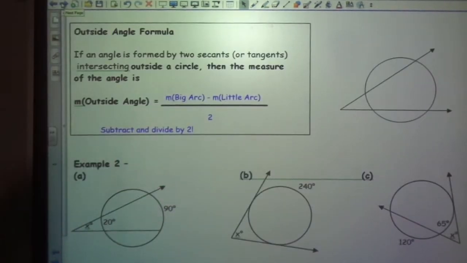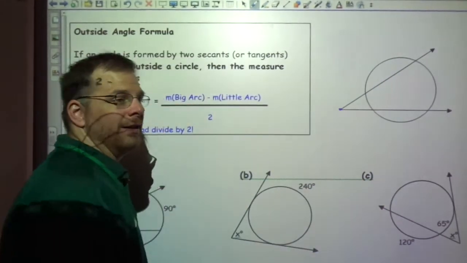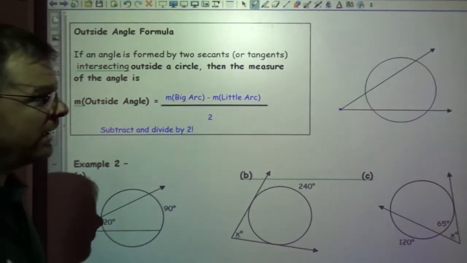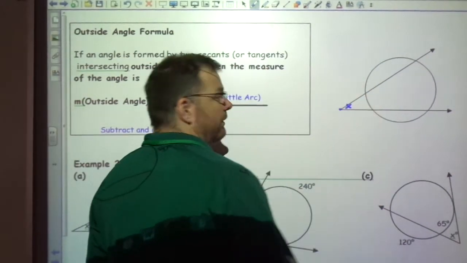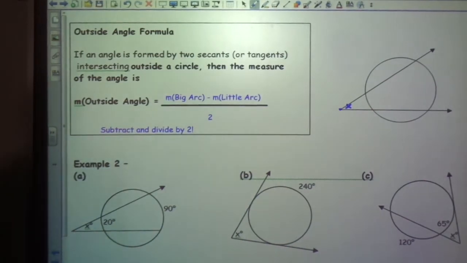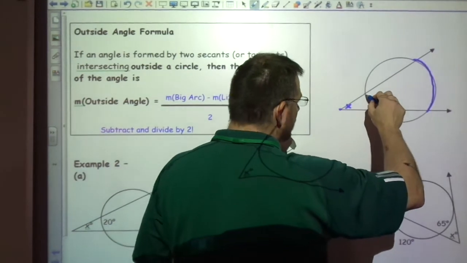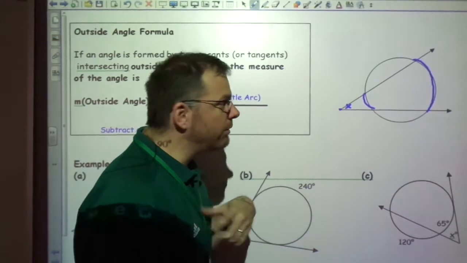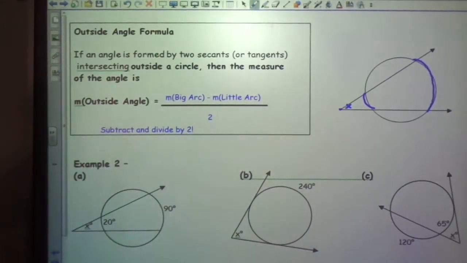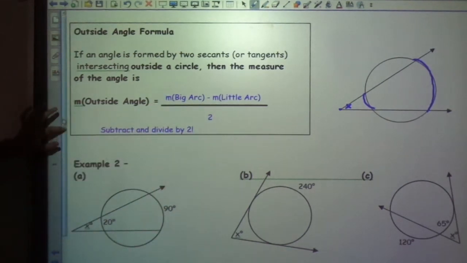We also have angles formed on the outside of a circle. Suppose we've got a point outside a circle here, and a line that runs, either a secant line or a tangent line, that runs into the circle. It's going to form an angle here, this angle that's outside the circle. It's also going to create a big arc here and a little arc here. And if you simply subtract big minus little and divide by 2, that'll give you this outside angle measure. So we've got big arc minus little arc divided by 2. So something like this.